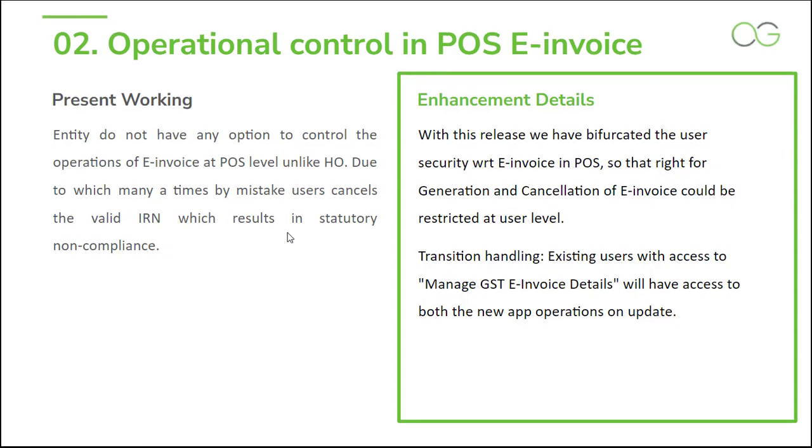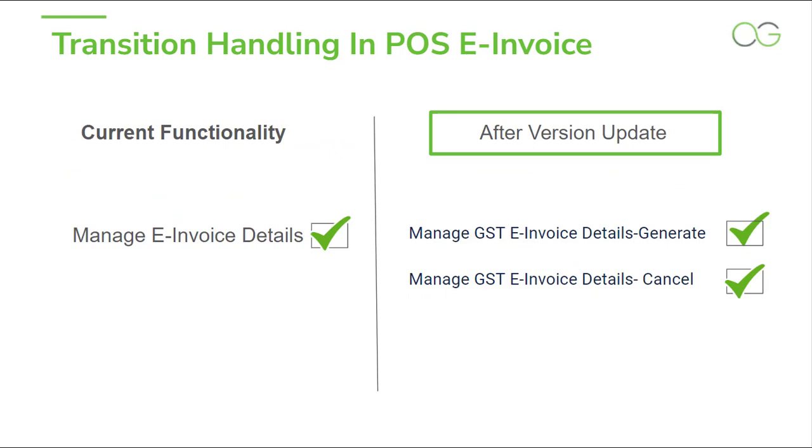Currently, users having the right to manage e-invoice details had the right to both generate and cancel. So, for migration cases, users having the right to manage e-invoice details will have the right to both the new operations, generate and cancel. After the version update, users can be assigned generate or cancel or both according to the security control. So let's move into the POS screen to check the same.